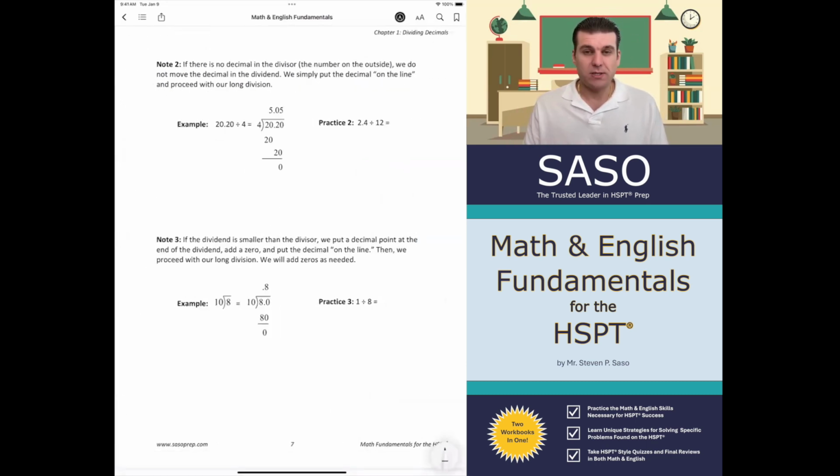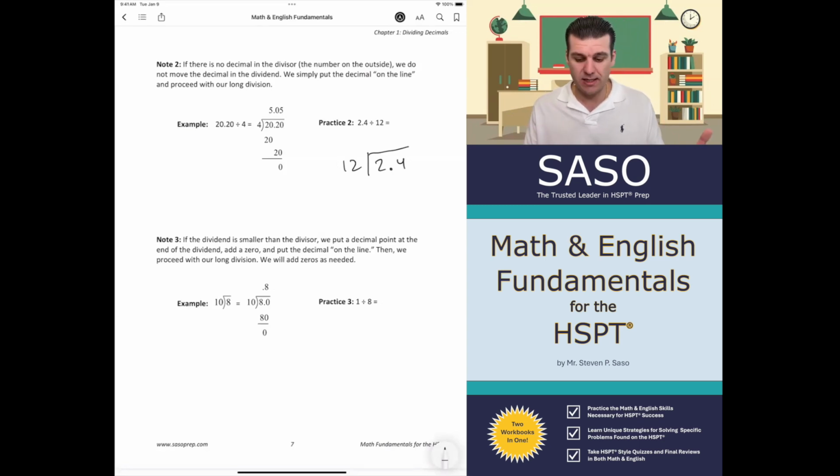A couple more notes that we need to talk about. So note 2: if there is no decimal in the divisor, the number on the outside, we do not move the decimal place in the dividend. We simply put the decimal on the line and proceed with our long division. So let's look at practice 2. We have 2.4 divided by 12.